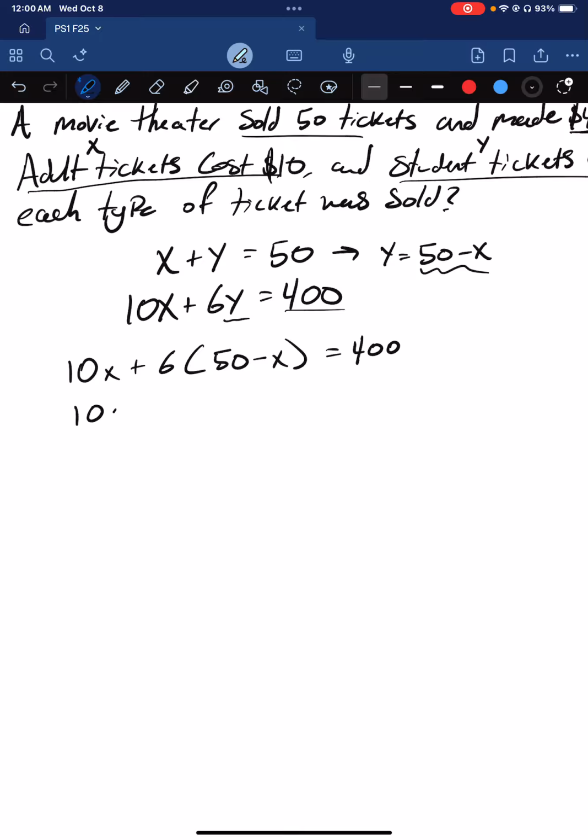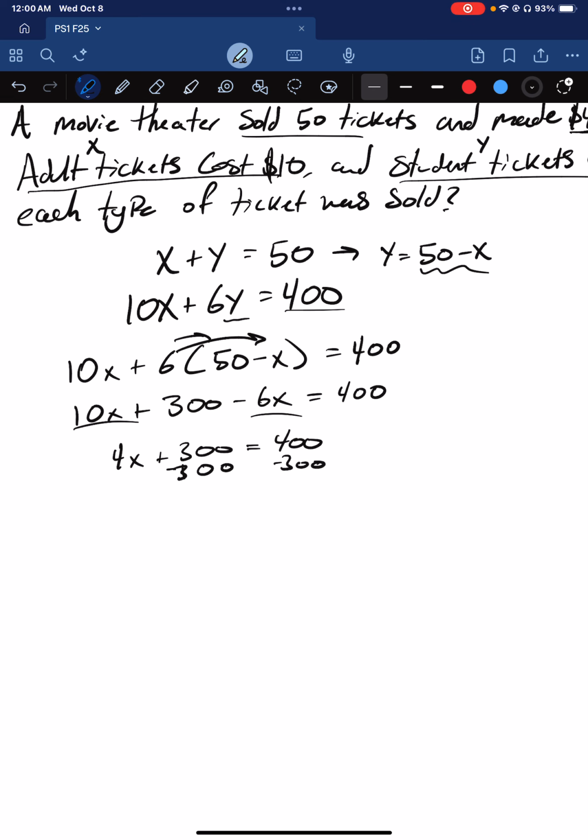All right. 10x plus, let's distribute the 6. 6 times 50 is 300, I think. And 6 times negative x is negative 6x equals 400. We have some like terms here, this 10x and this negative 6x. Let's combine those to get 4x plus 300 equals 400. Let's subtract 300 from both sides to get 4x equals 100. And divide by 4 on both sides. X equals, let's check our calculators here, 25. Wonderful.